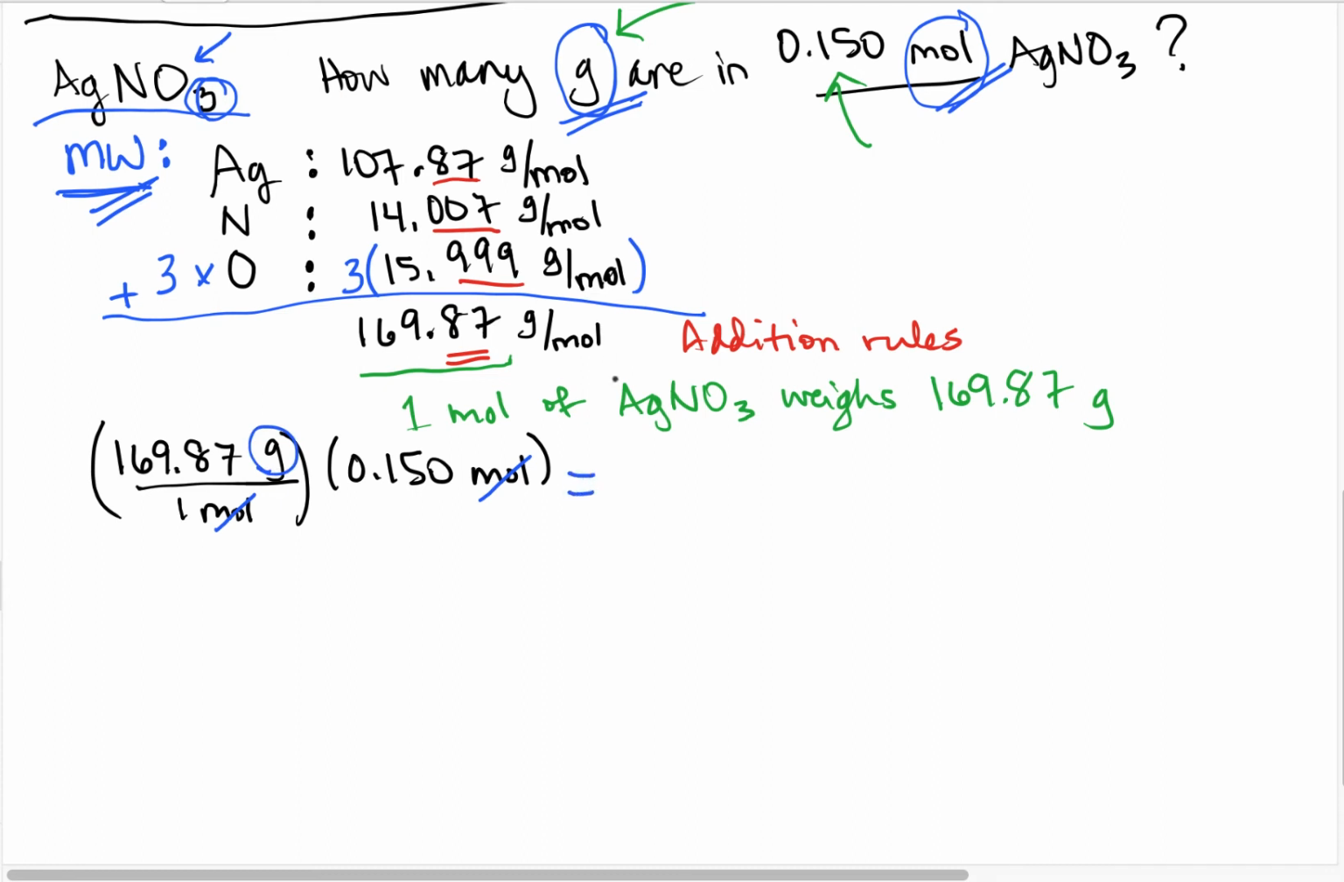So when we solve for this, you should get, if I did it right, 32 point, oops, sorry, I was looking at the wrong number here. We should get 25.5 grams.